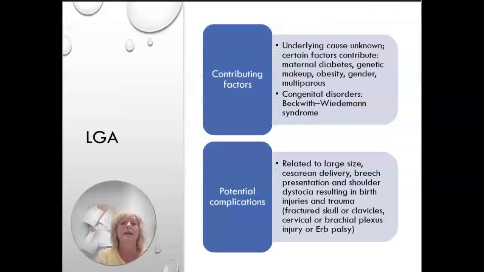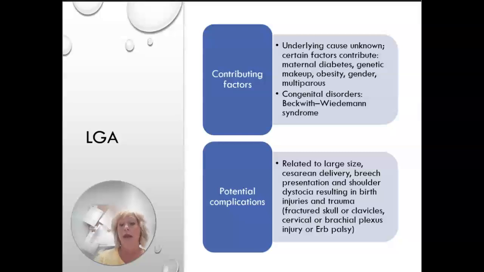So what are we going to see? Well, the underlying cause for large for gestational might be unknown. Biggest one that we're going to see, mom has gestational diabetes or mom has maternal diabetes type 1. Maybe there's a genetic makeup. Maybe every baby in that family has been large. That's just the way the babies are going to be. Maybe mom is obese. That's going to probably trigger the baby to be obese because mom's probably going to have more nutritional intake, which is going to give the baby more fat.